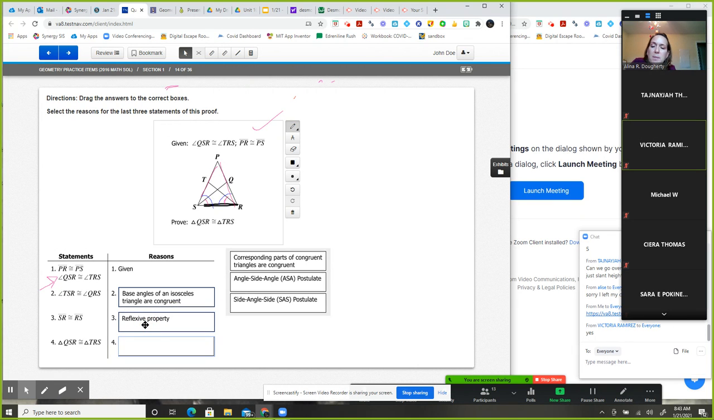Reflexive property, I know somebody's saying in their head. So now the question is, do I have angle, side, angle, or side, angle, side? I've got a side, an angle, and a side, but I also have angle, side, angle. So I feel like this could be either one. This is why I don't like these very much. But we definitely could get these two pieces.